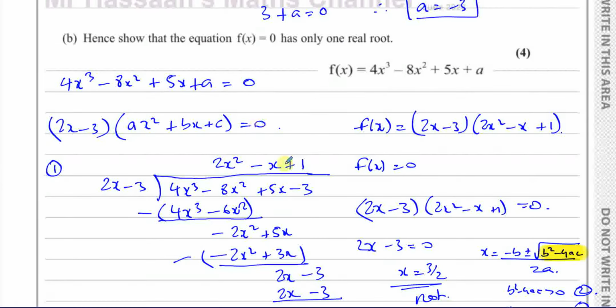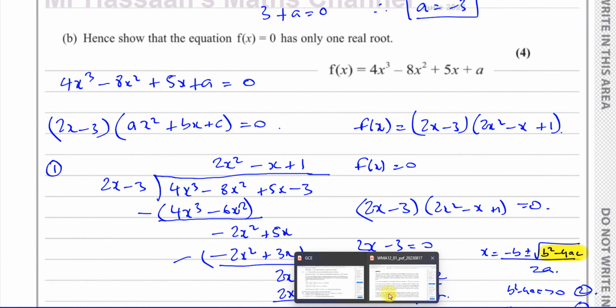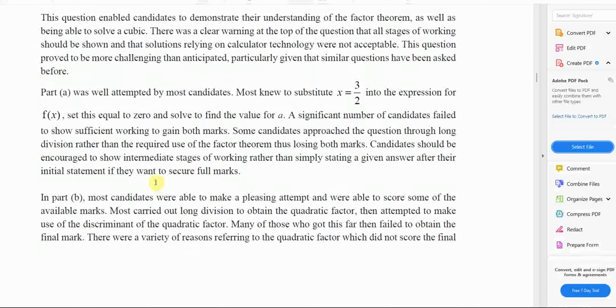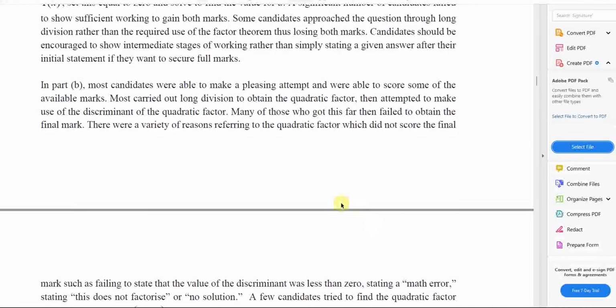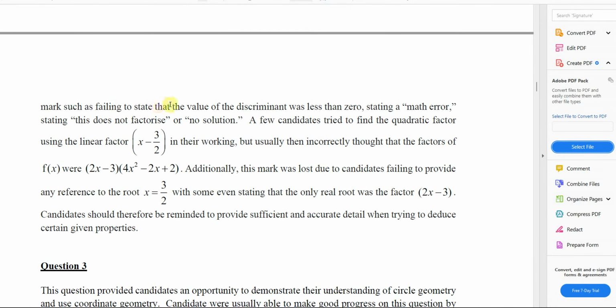Okay, so that's one issue. Now let's look at what it says about part B. In part B, most candidates were able to make a pleasing attempt and were able to score some of the available marks. Most carried out long division to obtain the quadratic factor, then attempted to make use of the discriminant of the quadratic factor. Many of those who got this far then failed to obtain the final mark. There were a variety of reasons referring to the quadratic factor which did not score the final mark, such as failing to state that the value of the discriminant was less than 0.